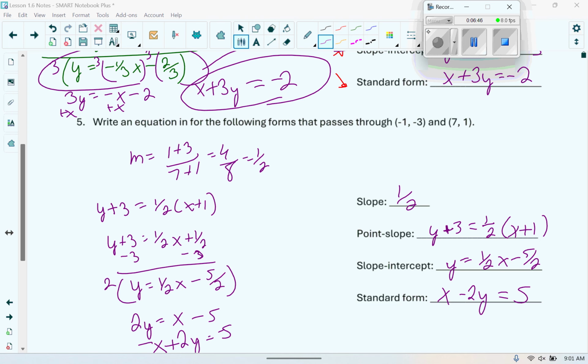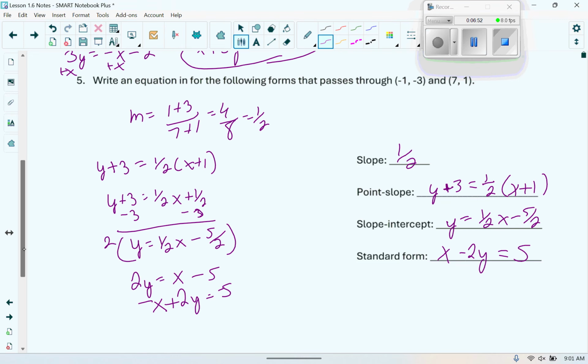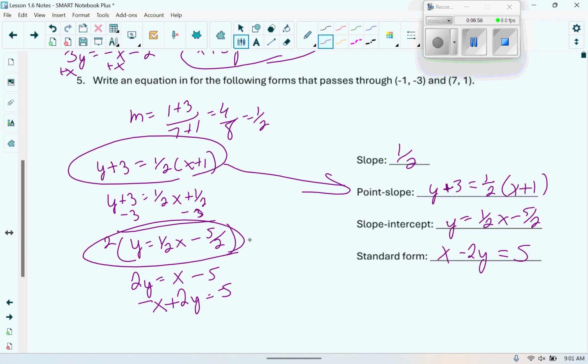This is the final problem here, and again, this is just like the test. Make sure you know that this is point slope form, this is slope intercept form, and that is your standard form. Make sure that you're understanding all that.